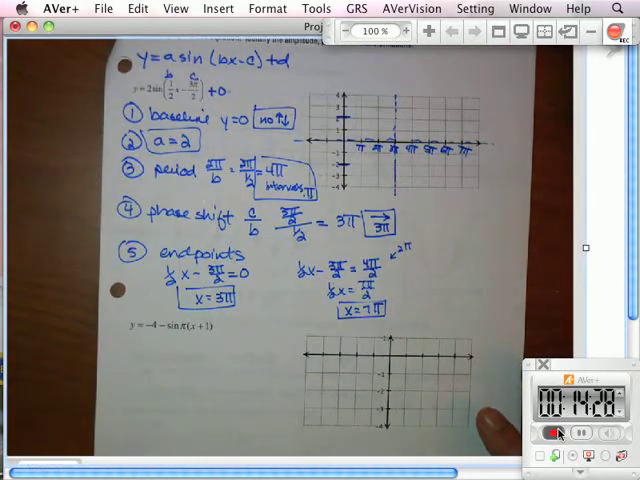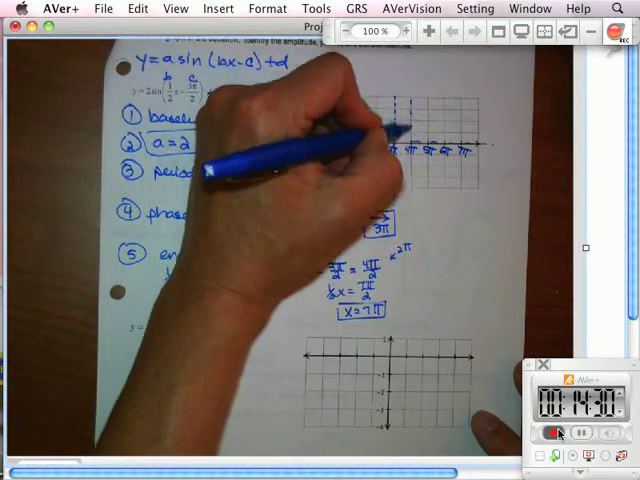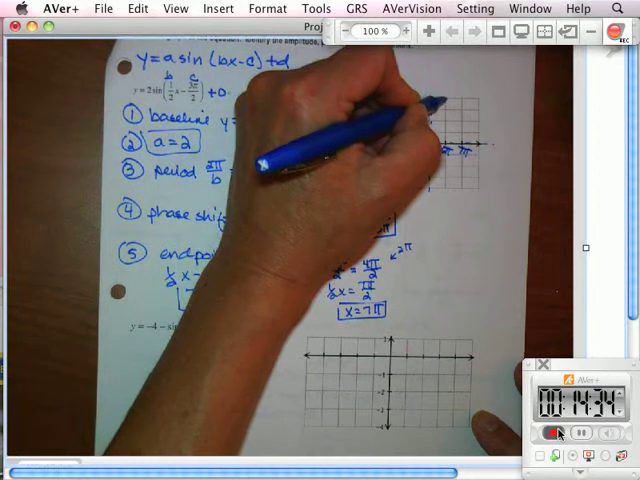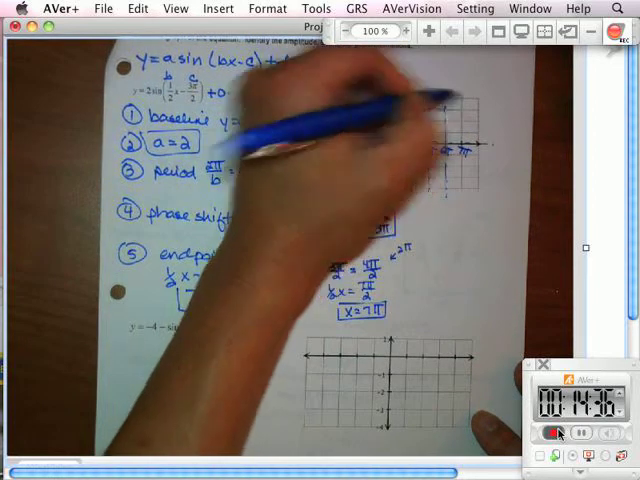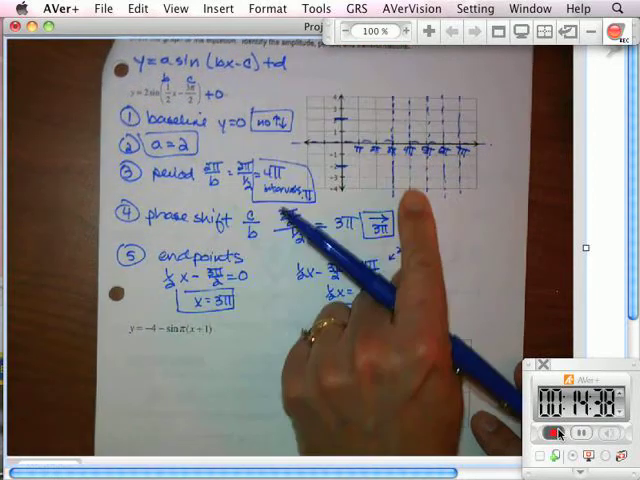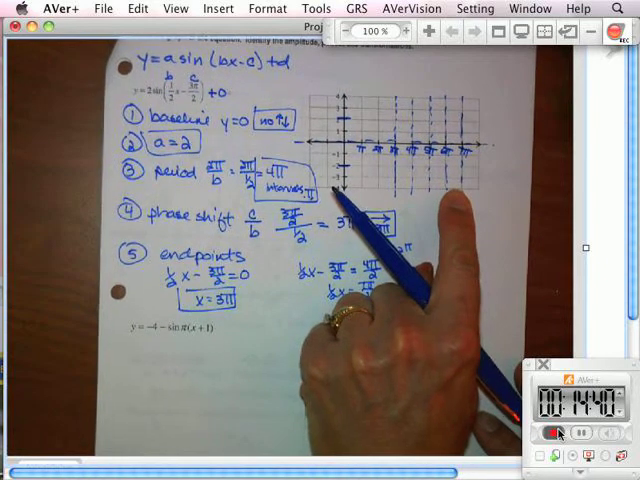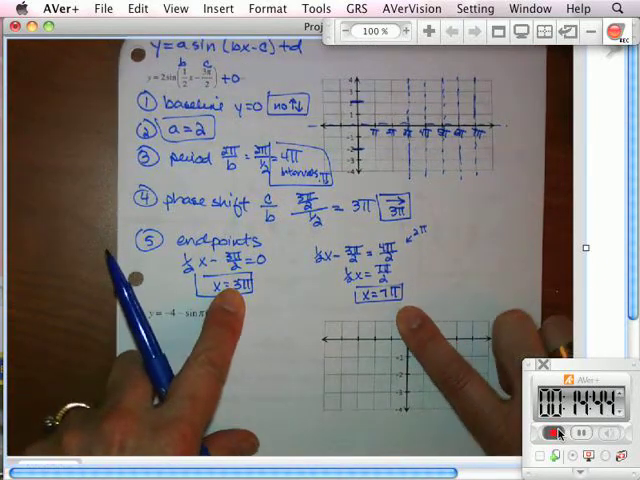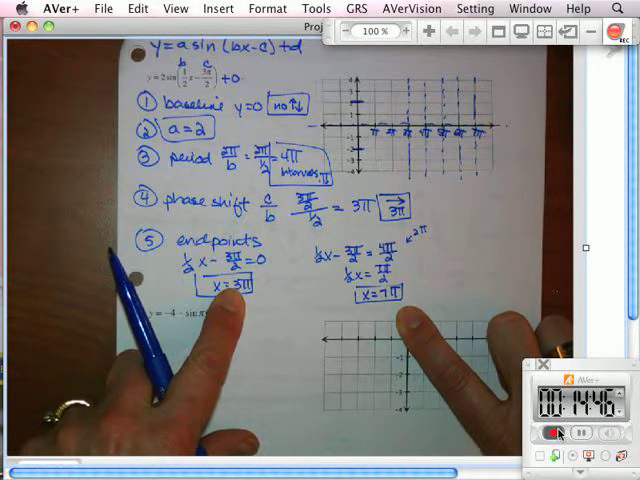And I'm going up by pi, so I'm just going to draw these lightly. How many intervals do I need? 4. 1, 2, 3, 4. And as it says here, my endpoints are 3 pi and 7 pi. Yeah? With me so far?